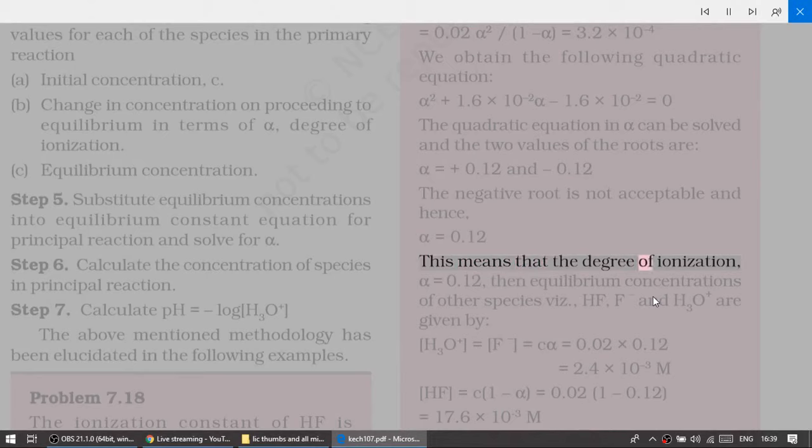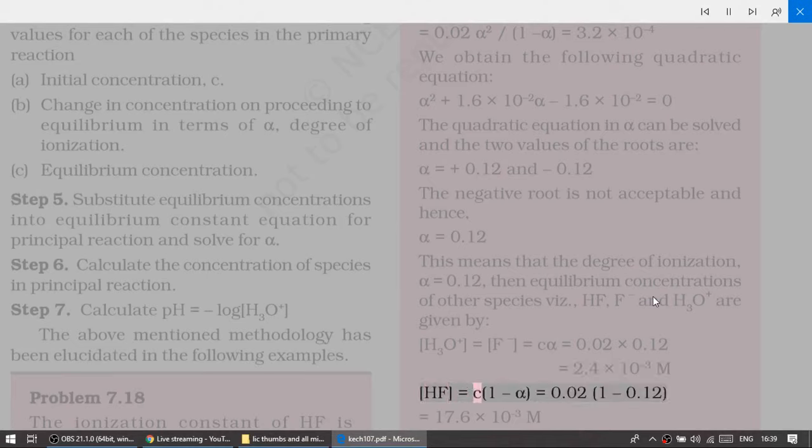This means that the degree of ionization, alpha, is equal to 0.12. Then the equilibrium concentrations of the other species, HF, F⁻ and H3O⁺, are given by: [H3O⁺] = [F⁻] = Cα = 0.02 × 0.12 = 2.4 × 10⁻³ M.